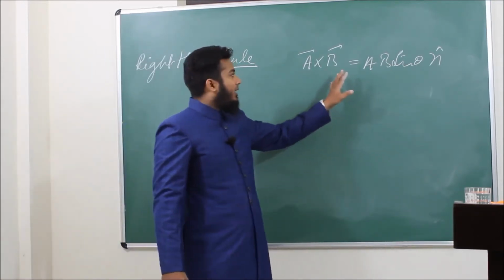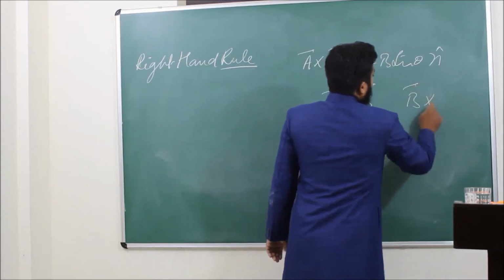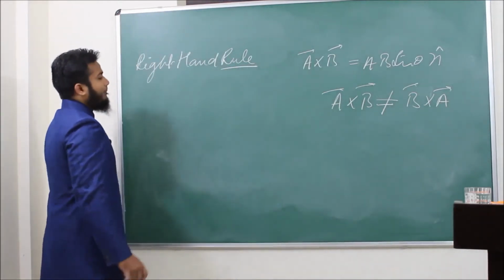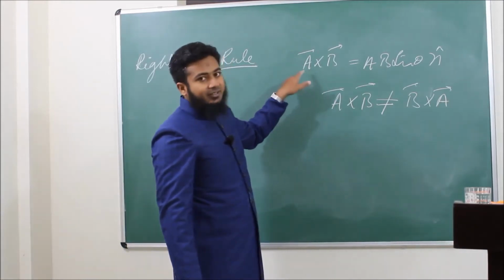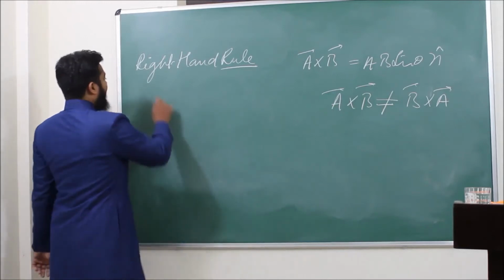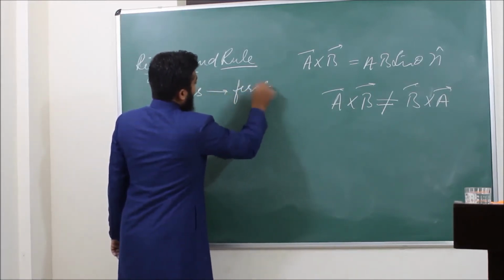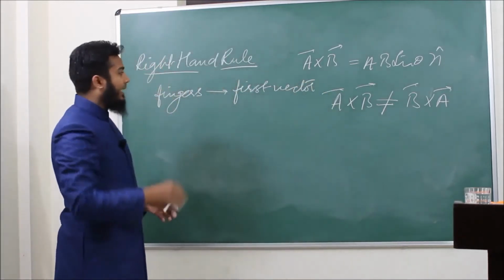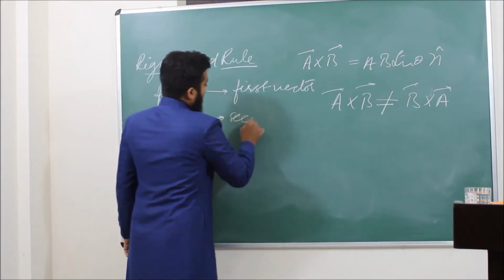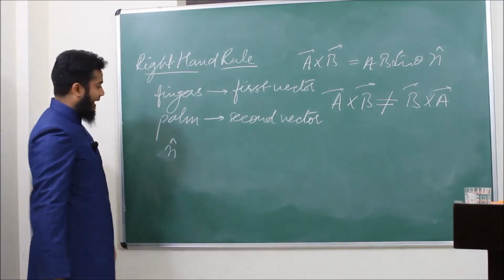Now I say that the vector product is not commutative. That is, you cannot write A cross B as B cross A. They are not the same. The cross product is not commutative, unlike the dot product. So if it is not commutative, then the places are fixed. A is at the first place and B is at the second place. And here B is at the first place and A is at the second place. So keep the fingers of your right hand in the direction of the first vector, and the palm of your right hand in the direction of the second vector.